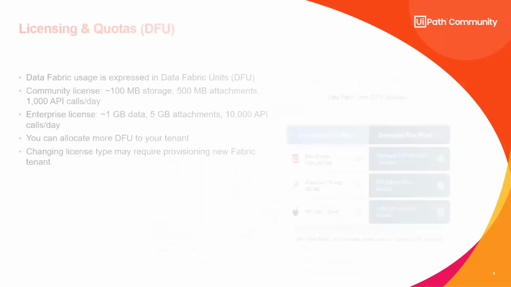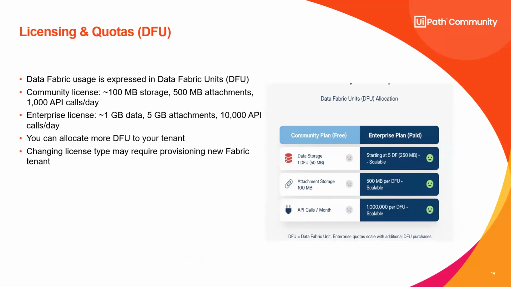Then licensing and quotas, DFU. Let's talk about something important, licensing. Every UiPath tenant includes Data Fabric Units, or DFUs. These measure your usage: storage, API calls, and attachments. For the community license, the storage is 100 MB, API calls per day are 1000, and attachment support is 500 MB.